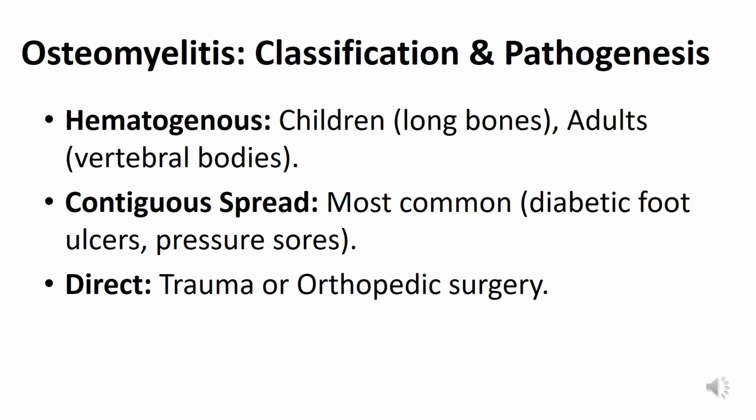The key takeaway is simple. Ask how the bacteria got there. Think bloodstream spread in children and vertebral disease in adults. Remember that diabetic ulcers and pressure injuries commonly spread into bone. Consider trauma and surgery as direct routes of infection. Understanding the pathogenesis of osteomyelitis is the first step toward early diagnosis, effective treatment, and preventing long-term complications.